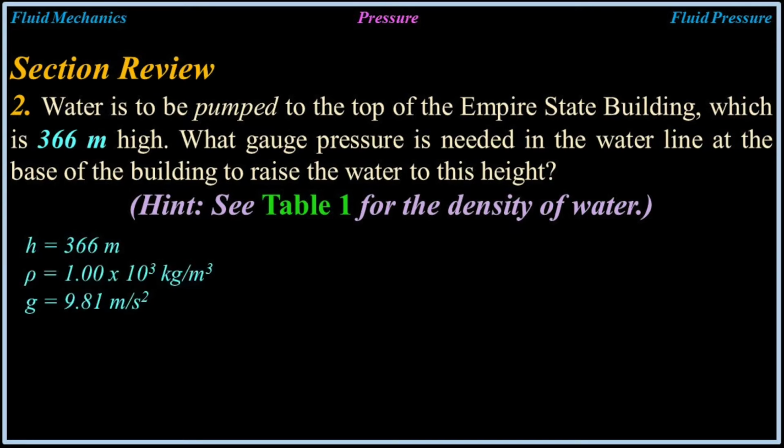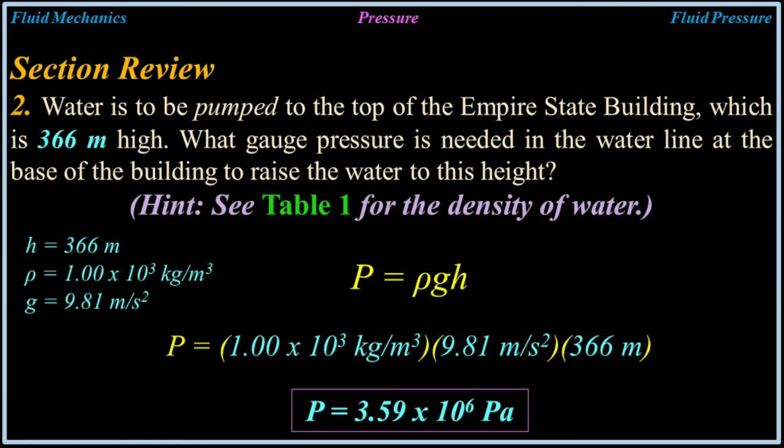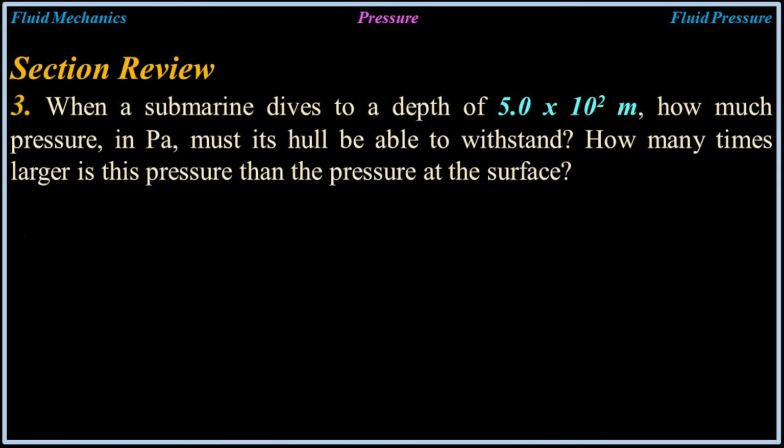There are the givens, and P equals rho g h. I'm going to plug in, and there I have it, 3.59 times 10 to the 6 pascals. When a submarine dives to a depth of 5 times 10 to the 2 meters, how much pressure in pascals must its hull be able to withstand? How many times larger is the pressure than the pressure at the surface?